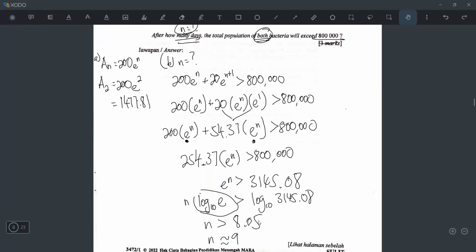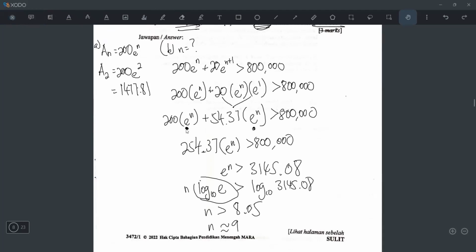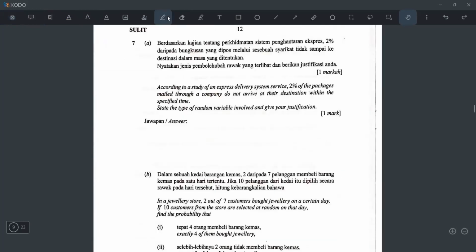Because the answer is 8.05, it means after 8 days, the population still hasn't exceeded 800,000. But during the 9th day, it already exceeds. Okay. So n is equal to 9, right? Okay, I think done already. I will continue with question number 7.